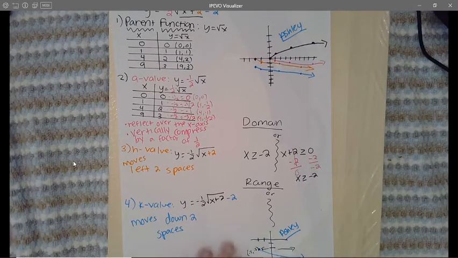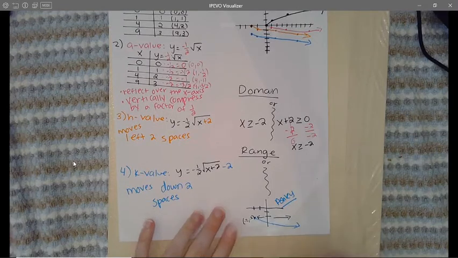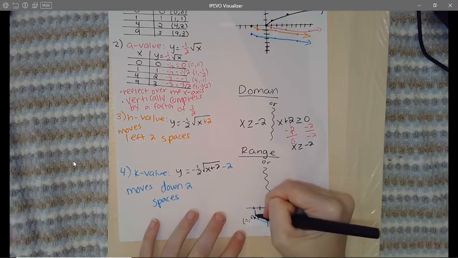All right, now the range, these are the y values. So you ask yourself, how low does the graph go?